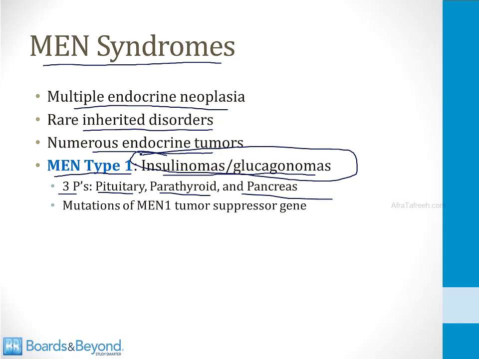This syndrome results from mutations of the MEN1 tumor suppressor gene. And that concludes our module on the endocrine pancreas.